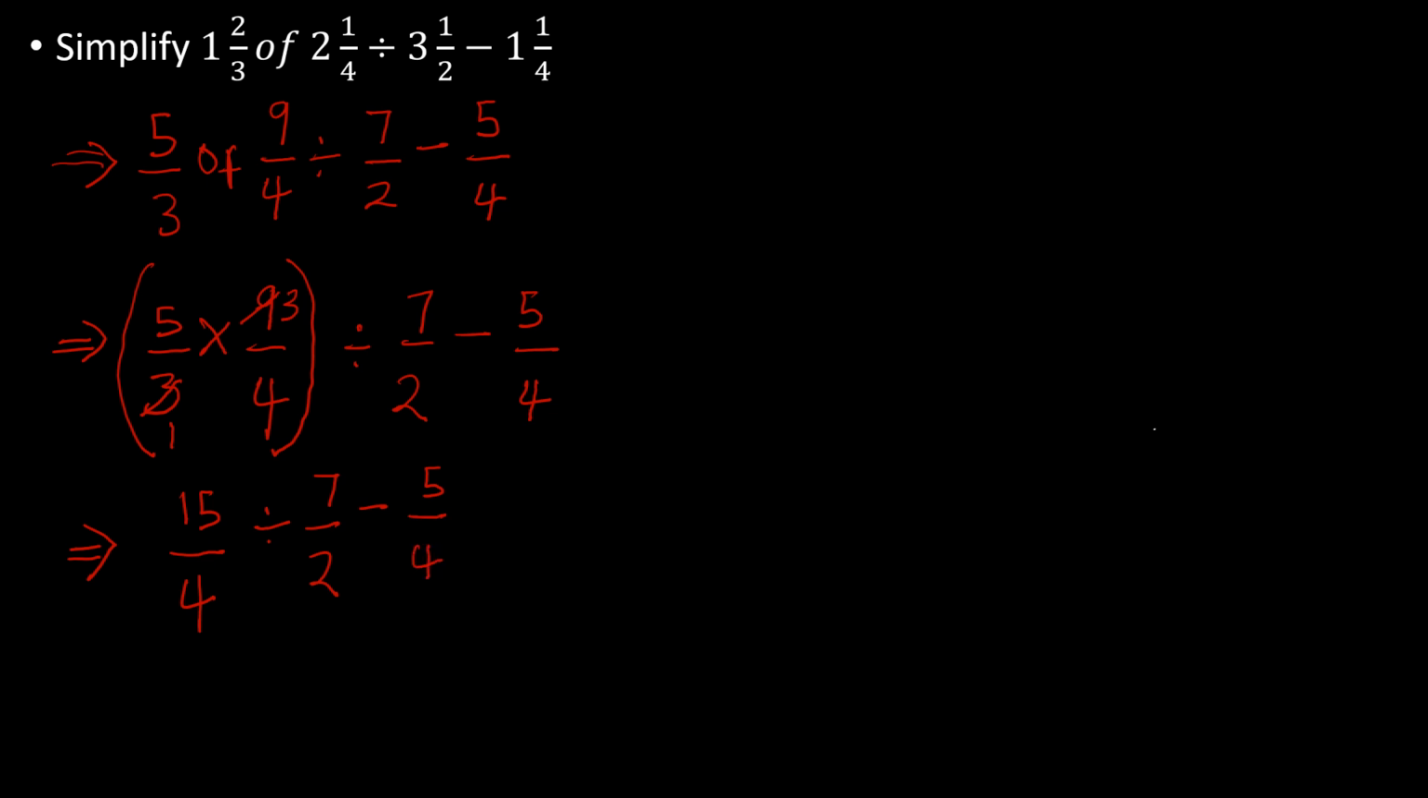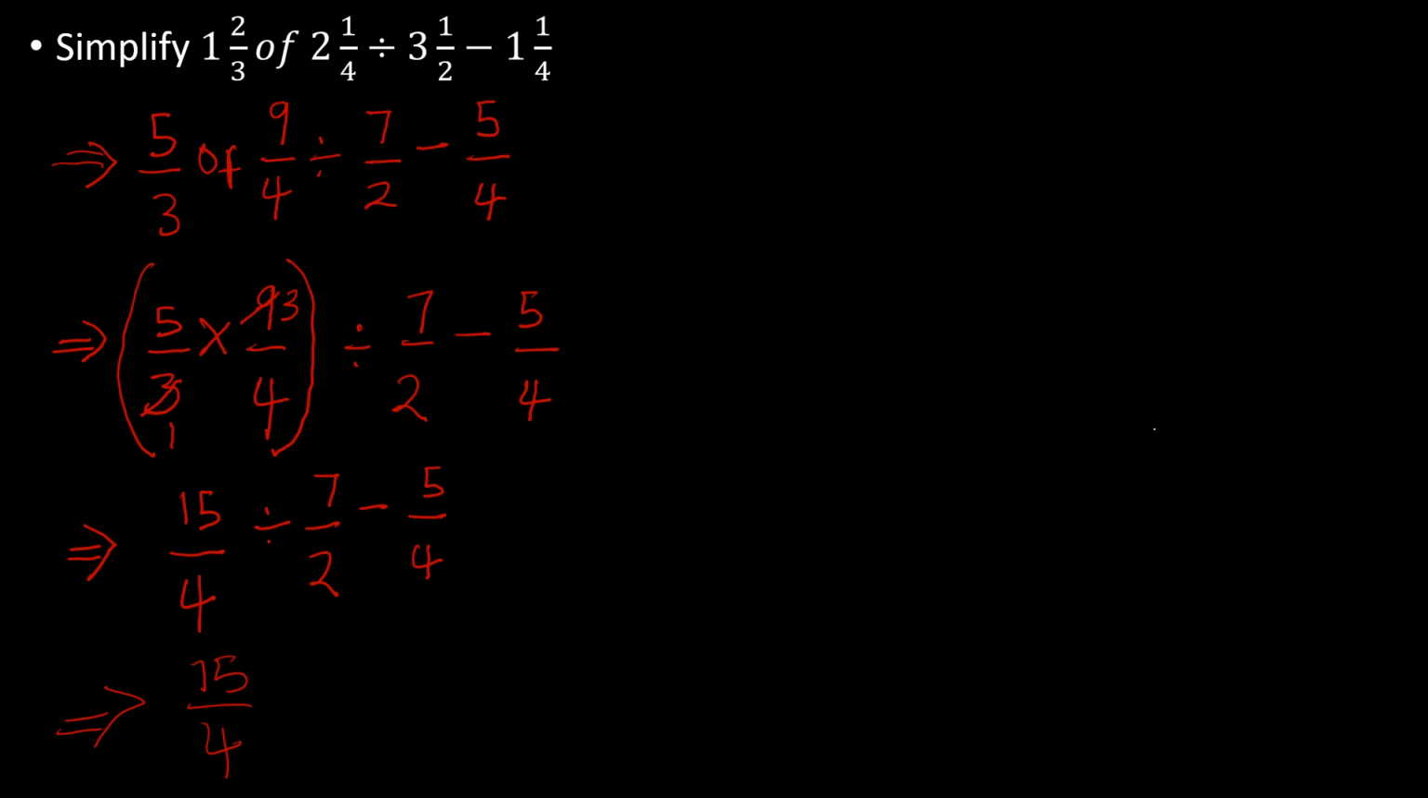Now, if we move further, we can simplify this by first of all dealing with the division part of our problem, because from BODMAS, division has a higher precedence than minus. So we can do that. This will give us 15 over 4.